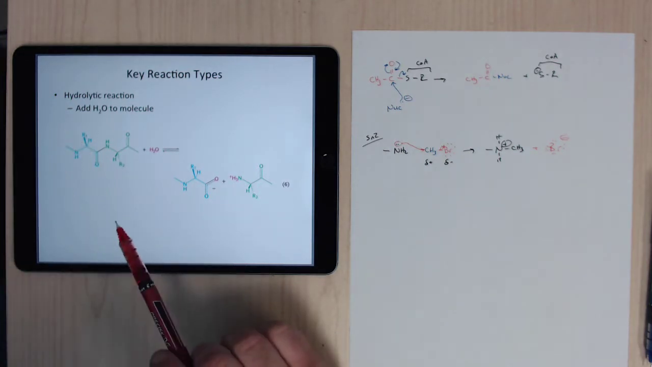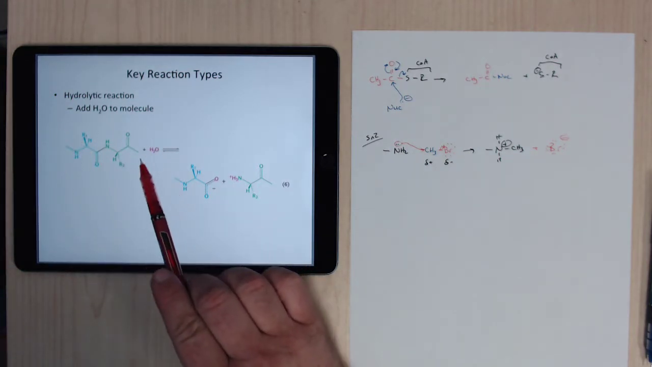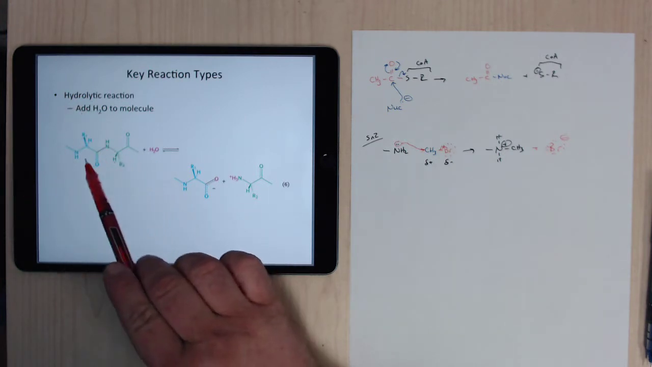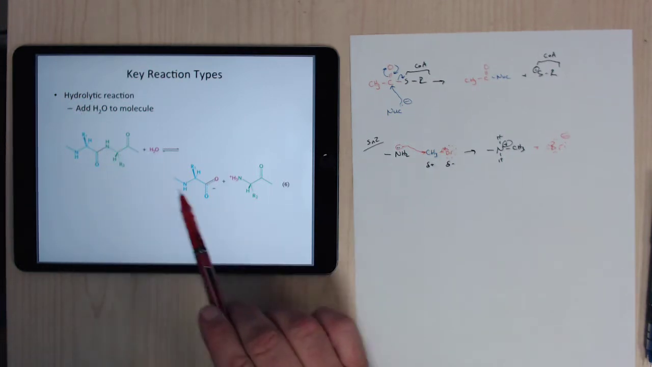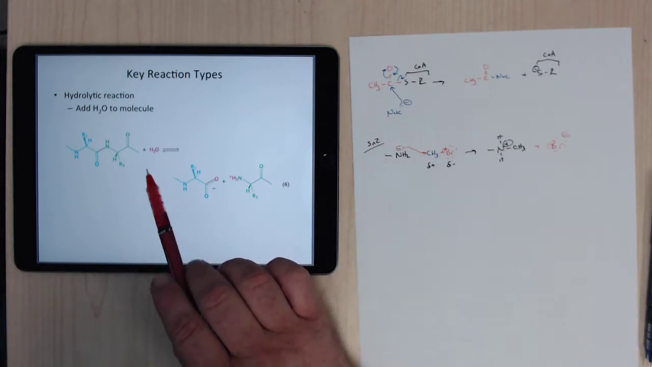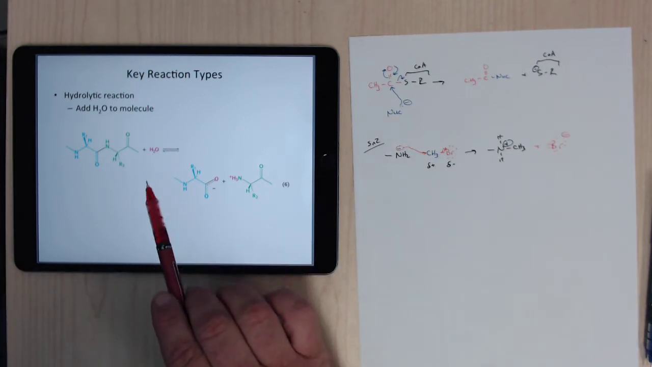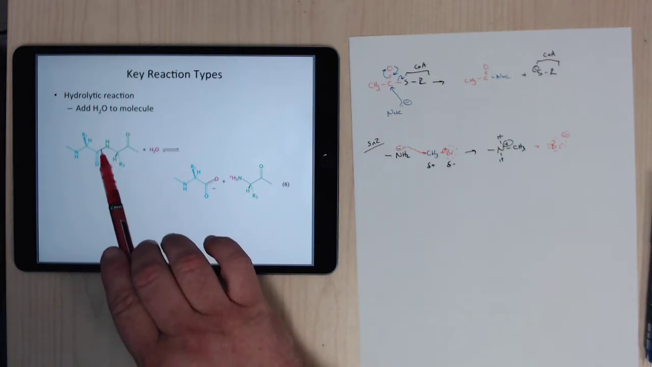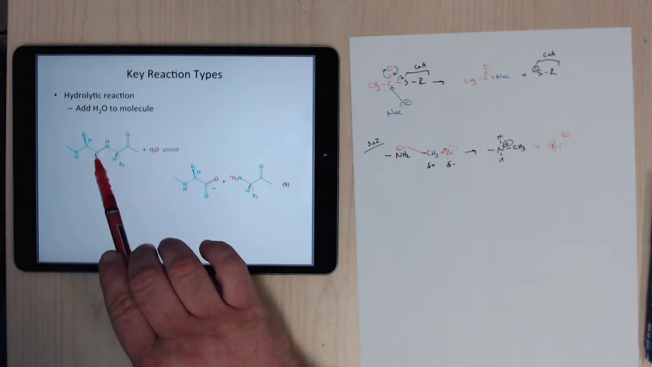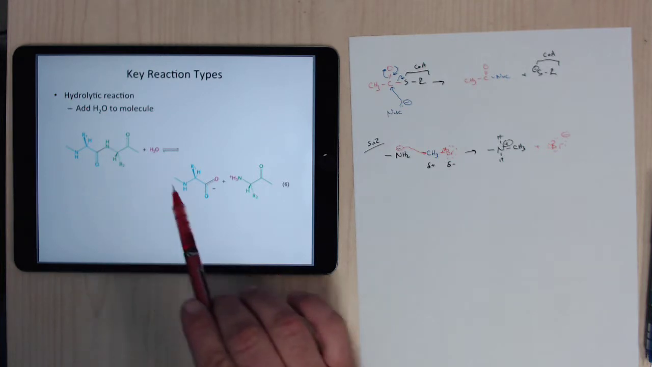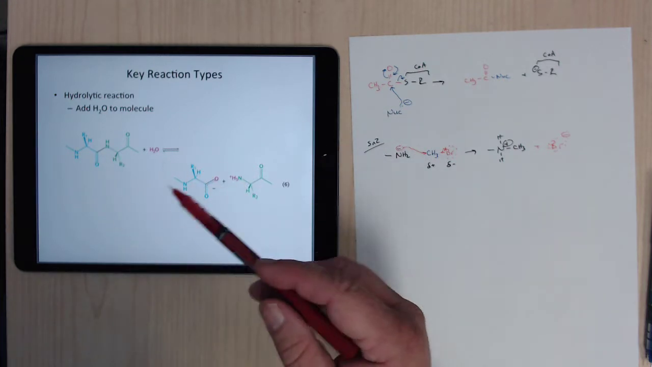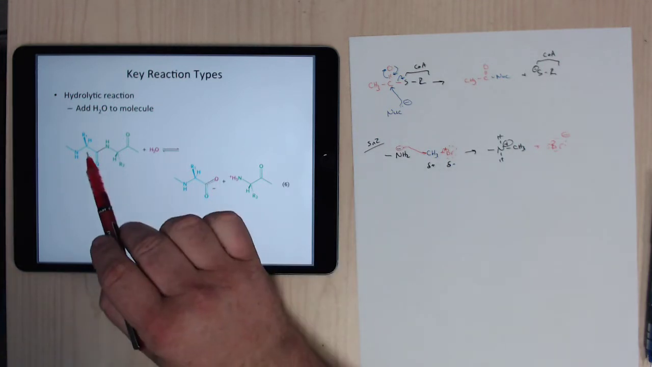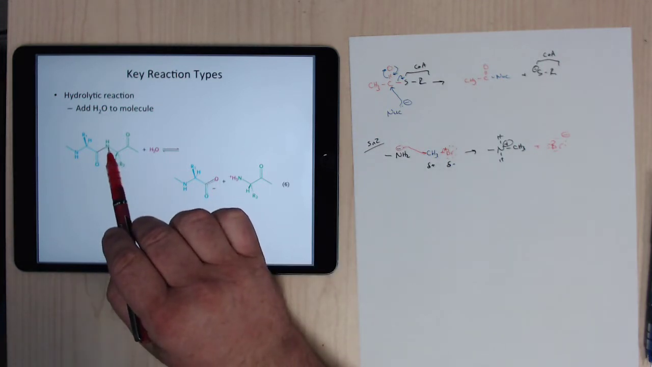Hydrolytic reactions are another type, where we're adding water across a bond, so hydro, right? So you'll be breaking this bond. You don't want to think of water as H2O, you want to think of it as HOH. So in this case, we're adding OH on this side, H on the other, and then they can react, acid-base chemistry. So OH goes on this side, H goes on that side.